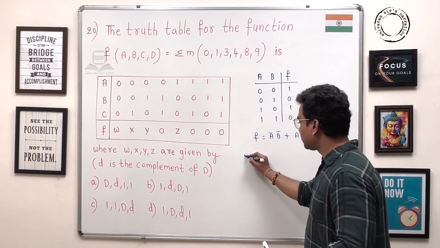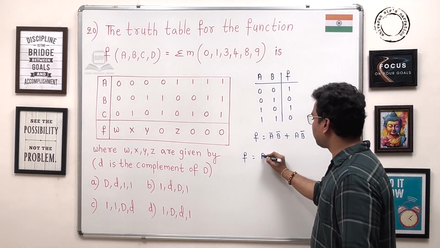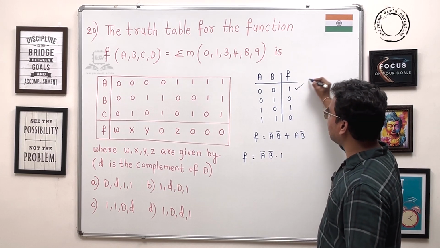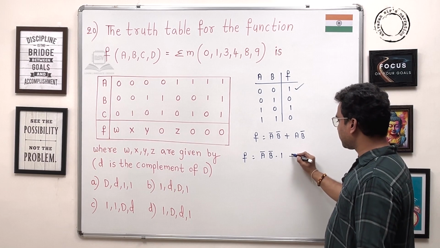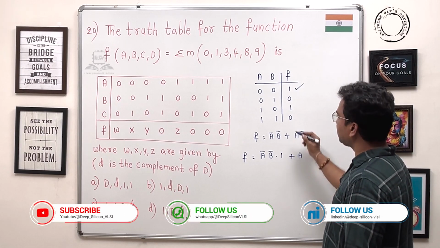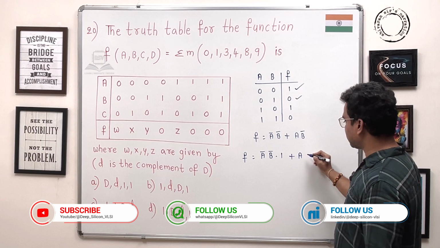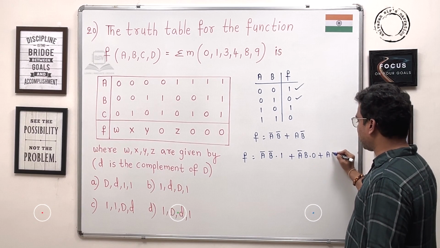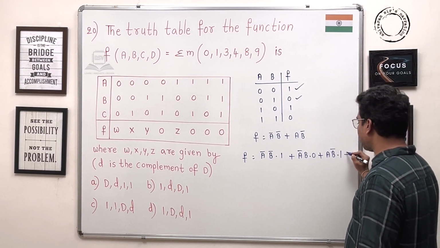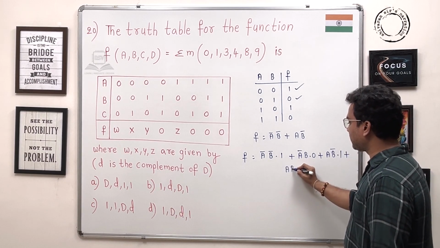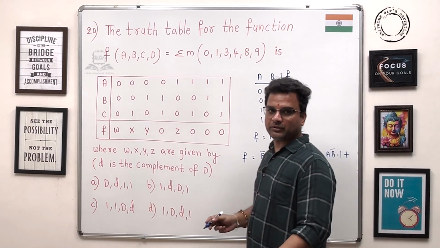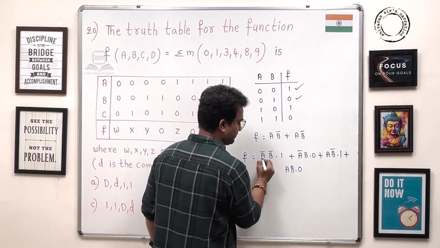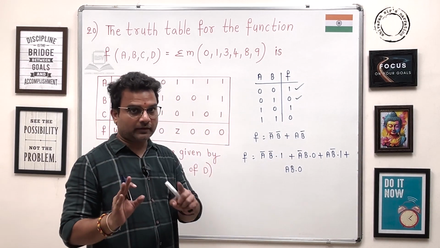That is f is equal to a bar b bar into 1, because 1 is there. Similarly, this one, a bar b into 0. Similarly, a b bar into 1 plus a b into 0. Anything into 0 is 0, anything into 1 is anything. That's why you got the same. This is the pattern, remember.